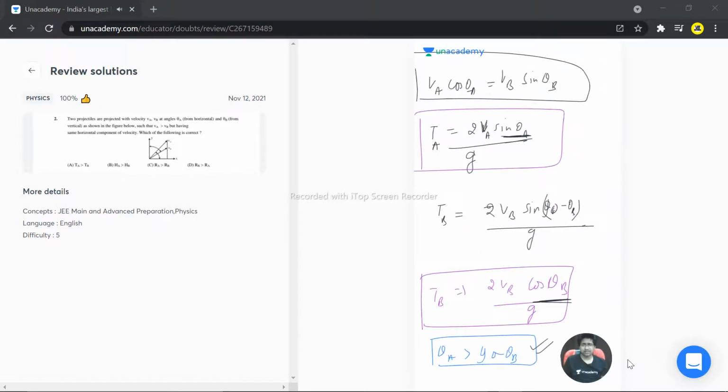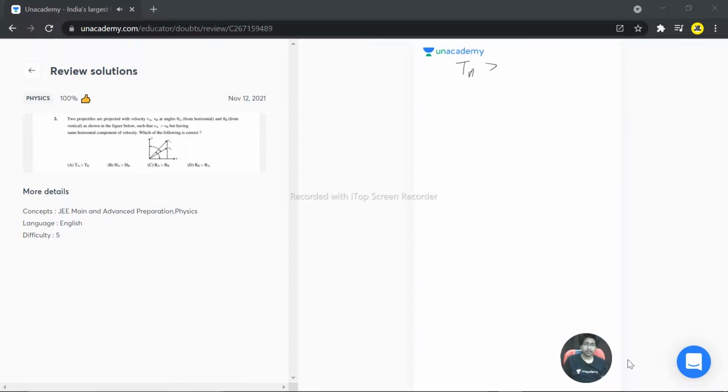In that case, if you solve for this, sine of 60 will be root 3 by 2, and cos of 60 will be half. So definitely this will be greater, about 0.85 compared to 0.5. Definitely TA is greater than TB, so option A is correct.